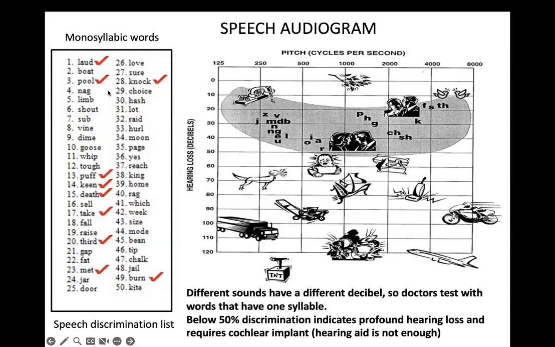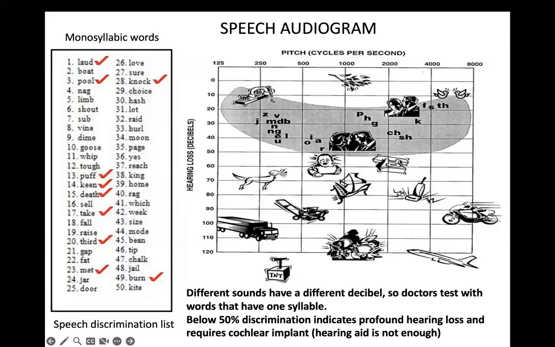So what you do is you read out these words, and if they hear less than 50% of these words correctly, then this is profound hearing loss. But if they're able to hear 50% or more correctly, then this is normal. It could be hearing loss, but it's not profound. Okay, so that's what he's saying here. He's saying below 50%, that's profound hearing loss. He doesn't have proper speech discrimination at all, so he needs a cochlear implant.